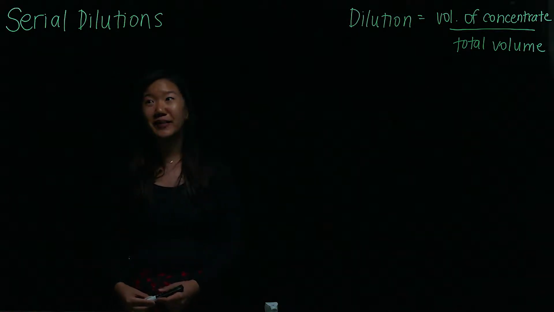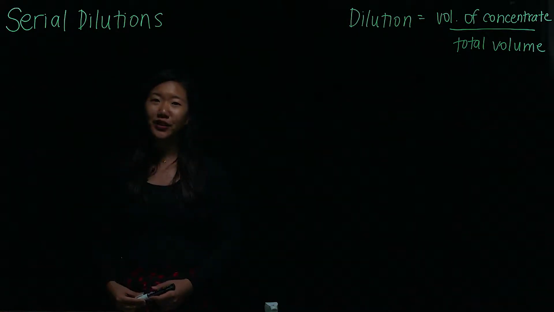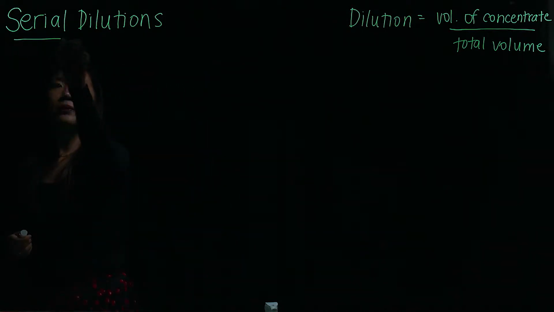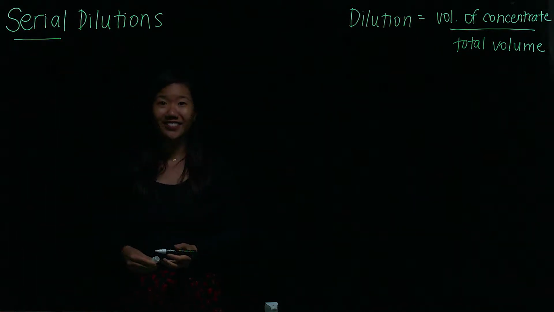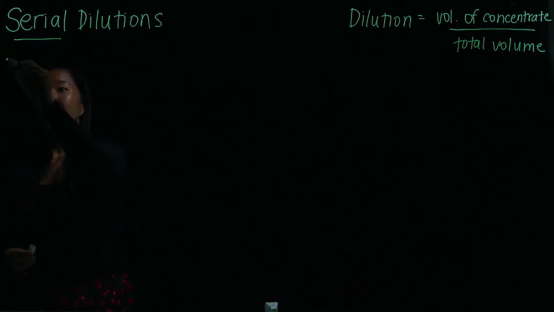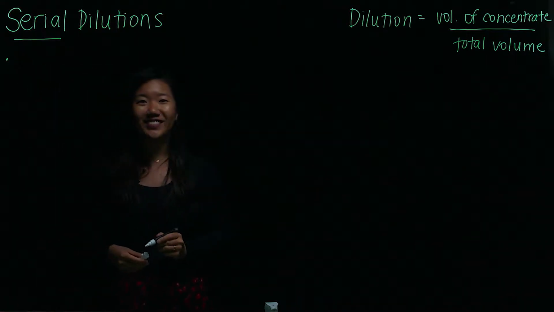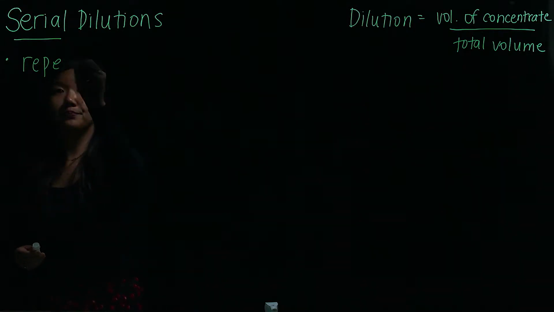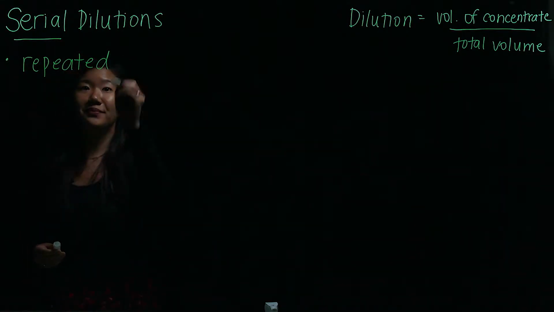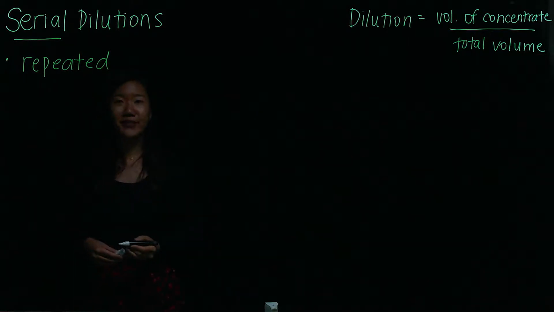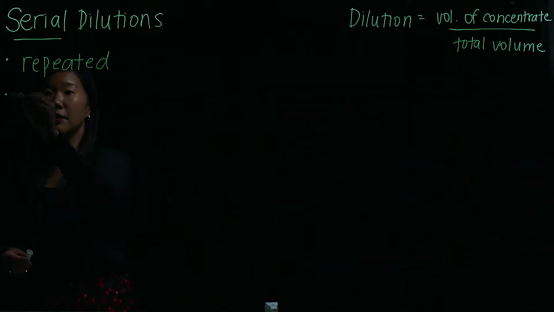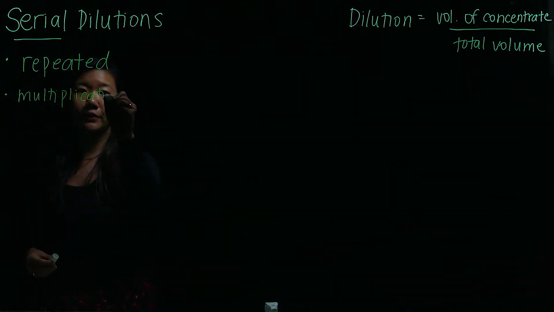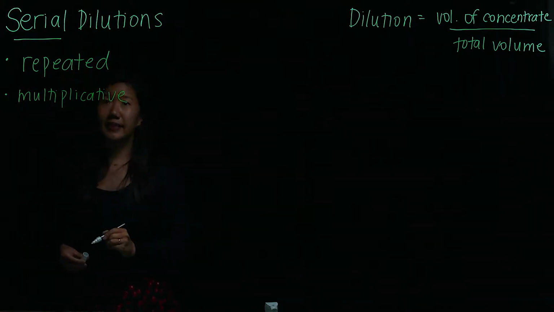Now that we've talked about simple dilutions, let's move on to a new topic, serial dilutions. What do you think about when you hear the word serial? Serial dilutions just refer to dilutions that are repeated. Another property of serial dilutions is that they are multiplicative. And we'll see an application of this in a moment.